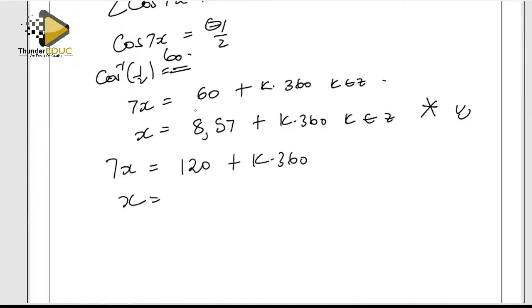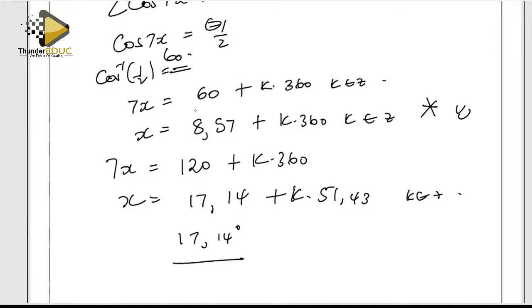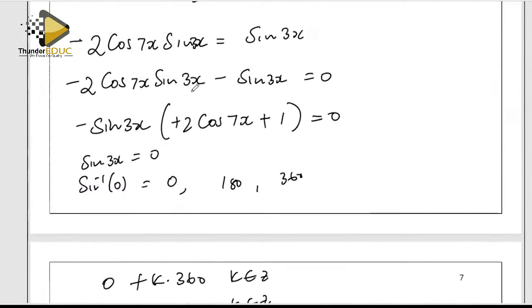So 120 divided by 7, we're getting 17.14 plus k times 360 divided by 7, which gives us 51.43. k is an element of the integers. So if I replace k with 0, I'm going to have 17.14. If I replace k with a negative, it's going to give me a negative, which I don't want. So this is more or less the solution that I'm getting, 17.14.